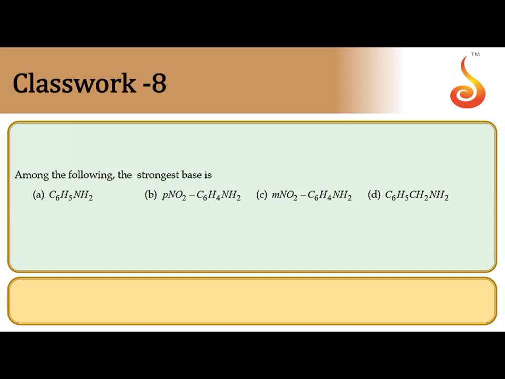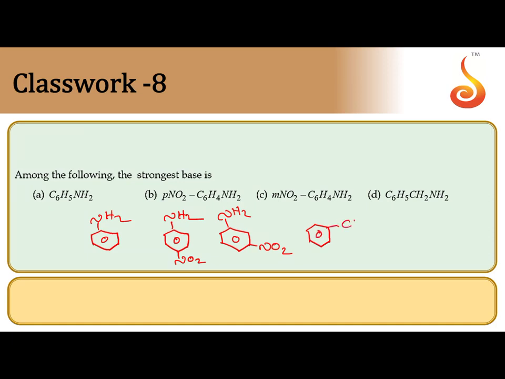Among the following, the strongest base. Here, aniline. Option B is para-nitroaniline. Option C is meta-nitroaniline, with the NO2 group at meta position. Option D is phenylhydrazine.